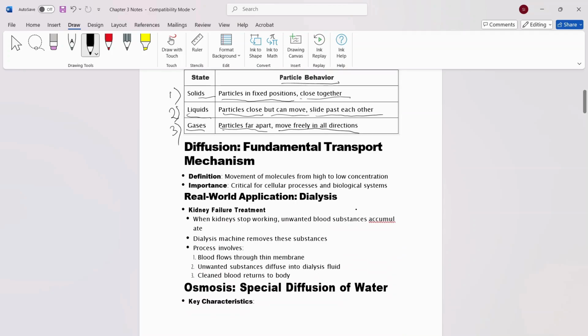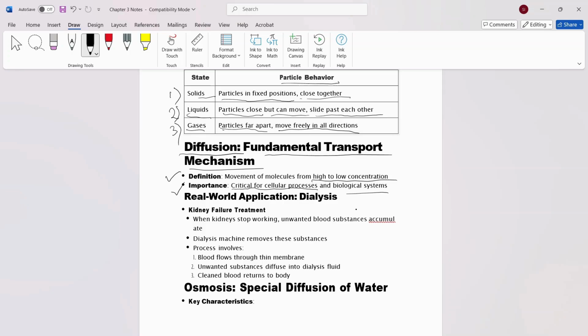Now we are going to learn about a concept called diffusion. This is a fundamental transport mechanism. The definition of diffusion is movement of particles from high to low concentration regions. The importance is it's critical for cellular processes and biological systems.